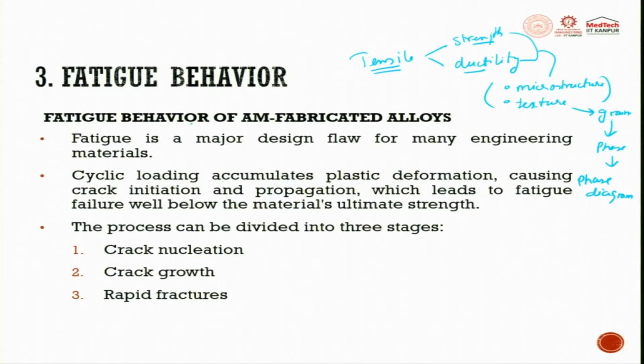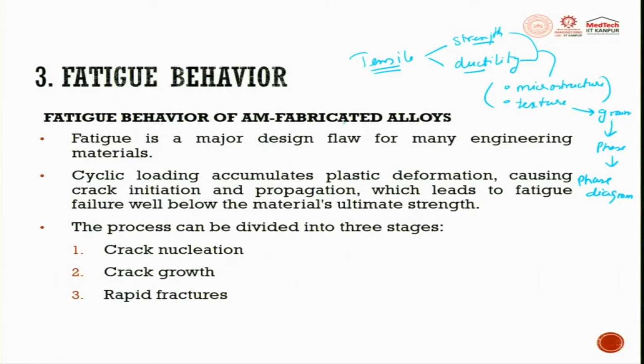Now, let us move to fatigue behavior. Fatigue behavior is a very important thing, because if you have a moving part, then the next thing that comes is fatigue cycle. So, in fatigue cycle you can have tensile in one round and compressive in the other round, or whatever it is, you can have further classifications also. Fatigue behavior of additive manufactured alloy is also a hot topic for discussion. Fatigue is a major design flaw for many engineered materials.